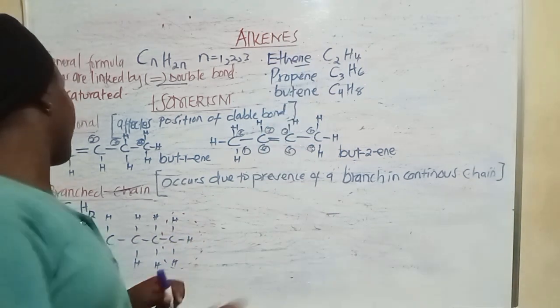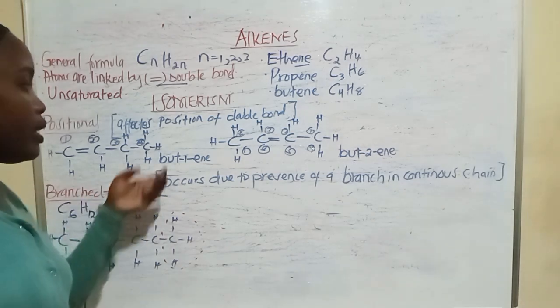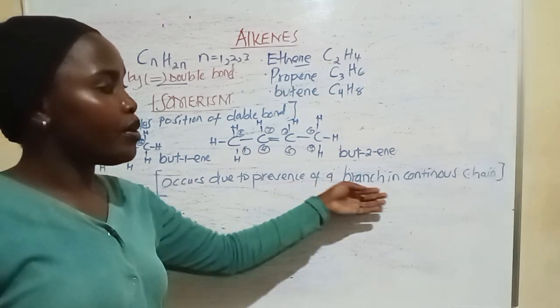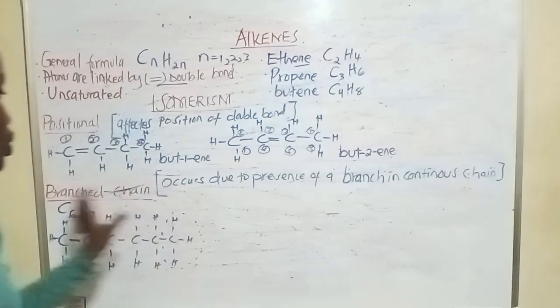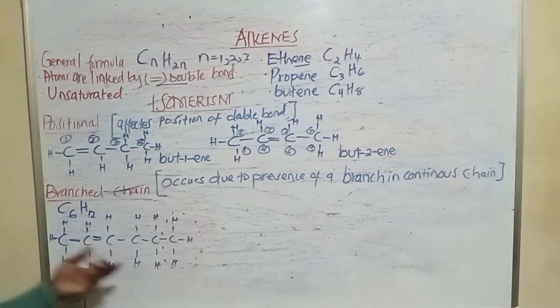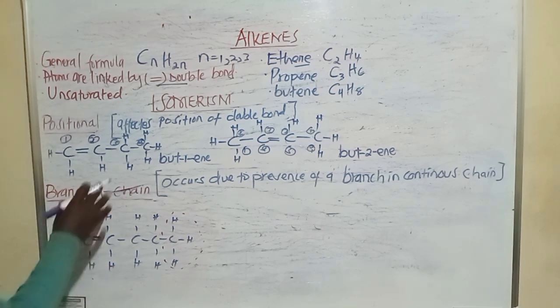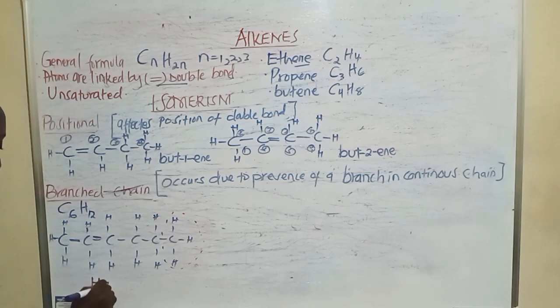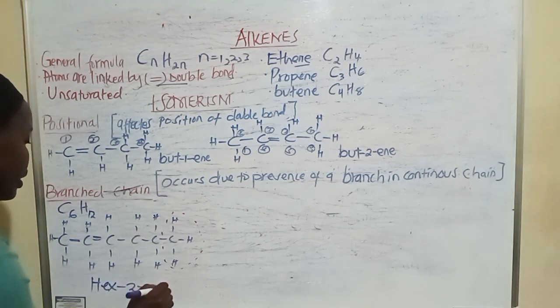Okay. So when it comes to branch chain isomerism, it occurs due to the presence of a branch in the continuous chain. So we have a continuous chain here of an alkene, which is hexene. As you can see, this is our hexene. If you look at the position of your double bond, you can see it is in the second carbon atom, meaning the name of our compound here is hex-2-ene.